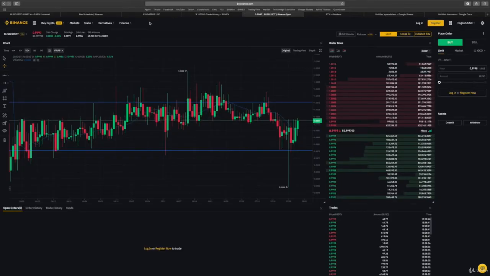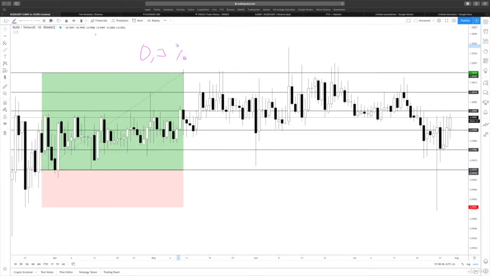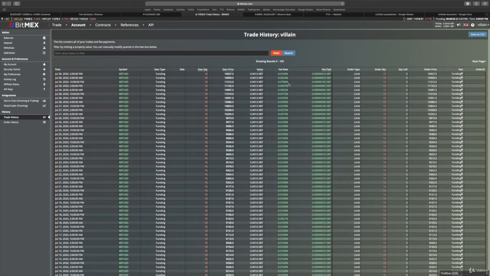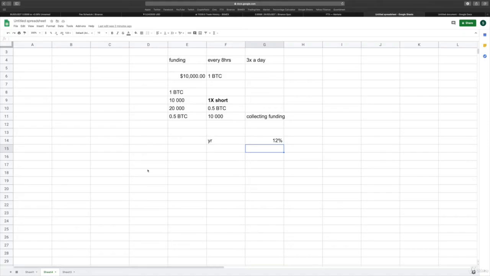Yeah, you're right, but not that much, because you forget one thing. If you want to lend money on Bitfinex and you want to lend $50,000 or $100,000, you need to have $50,000 or $100,000, because it is your money that you are lending. If you are putting 1x leverage, it means that basically only what you have, you need to have $10,000, so you can go 1x short with $10,000, and then you will be collecting funding.